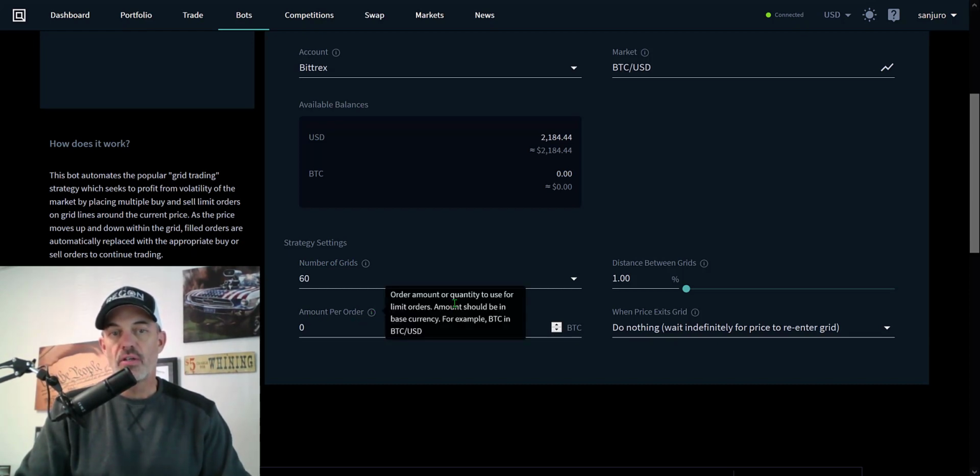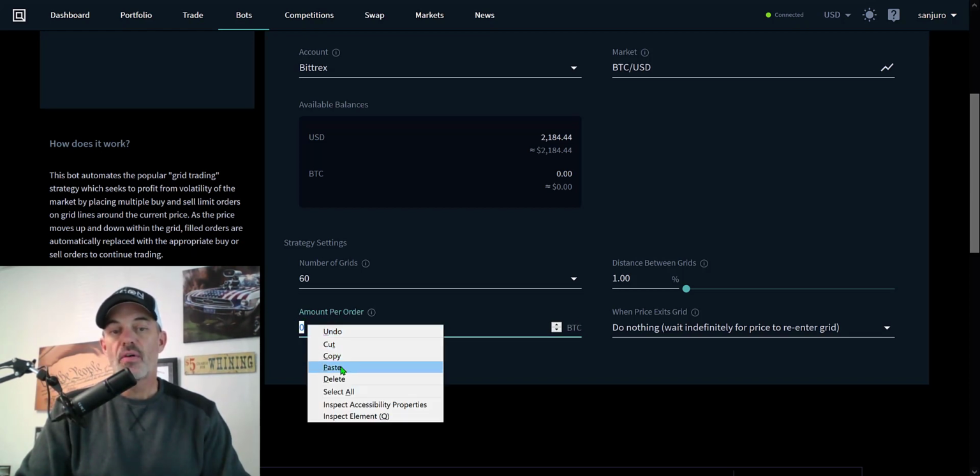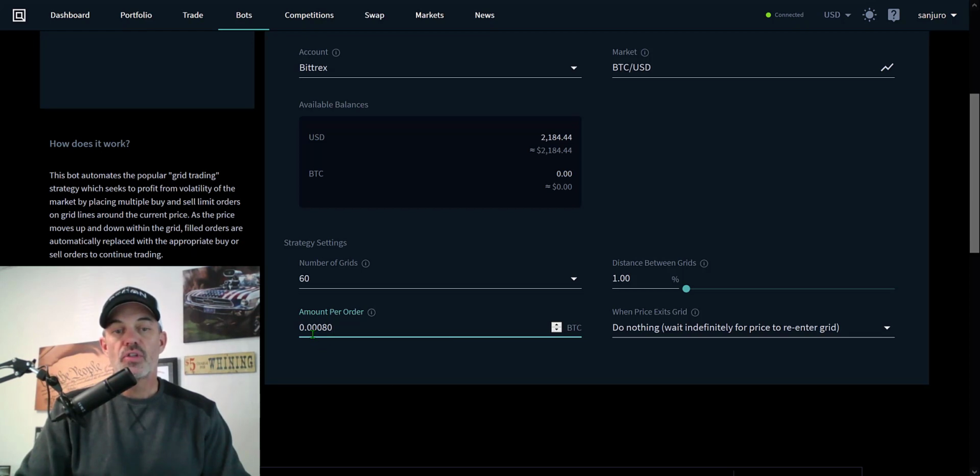Okay, and so next I need to do the amount per order, and this actually needs to be in your base currency, and your base currency is BTC, and your quote currency is USD. And as you can see right here, it says BTC. Now, I'm going to give it essentially $15 per grid, which at current Bitcoin price is going to be 0.0080 Bitcoin.